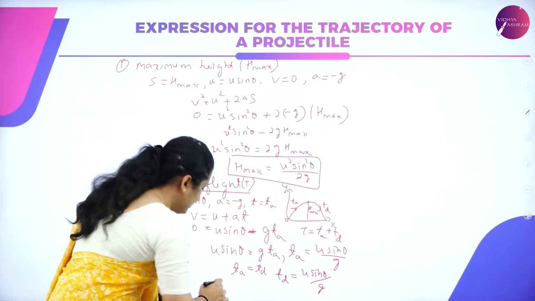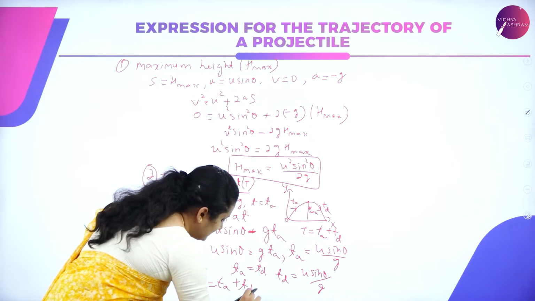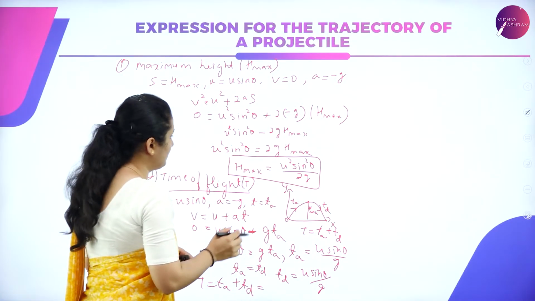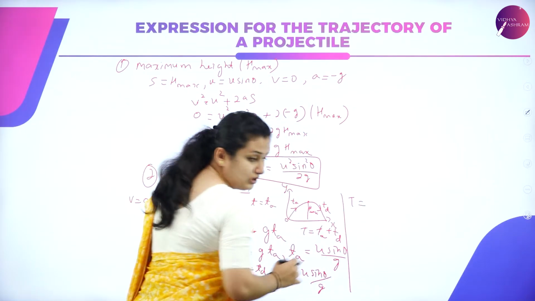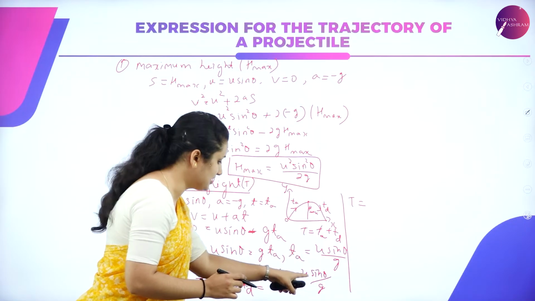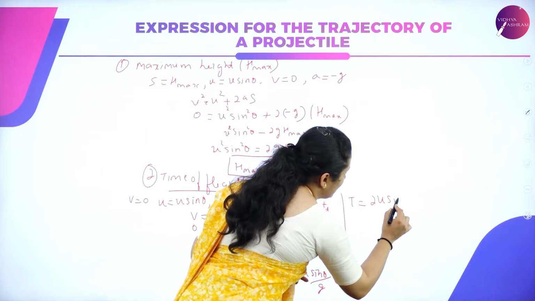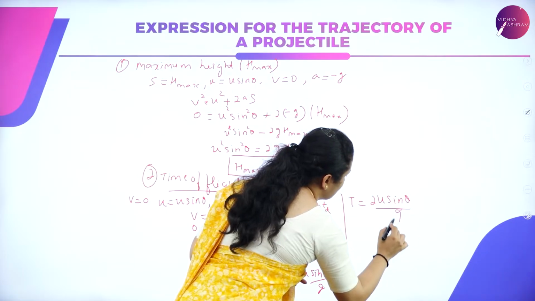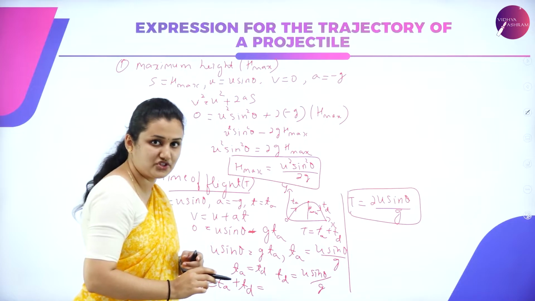So t is equal to ta plus td. So what is my time of flight? Equation for time of flight. It will be t is equal to ta plus td, u sine theta by g plus u sine theta by g. It will be 2u sine theta by g. So this is the equation to calculate time of flight of a projectile.